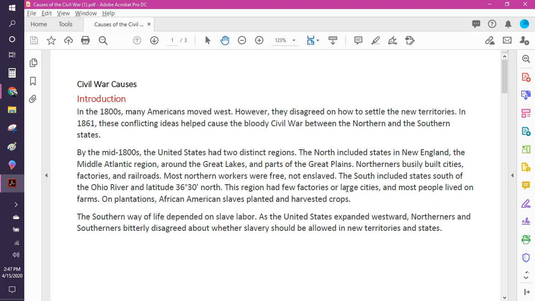The South included states south of the Ohio River and latitude of 36 degrees and 30 minutes north. This region had few factories or large cities, and most people lived on farms. On plantations, African American slaves planted and harvested crops.